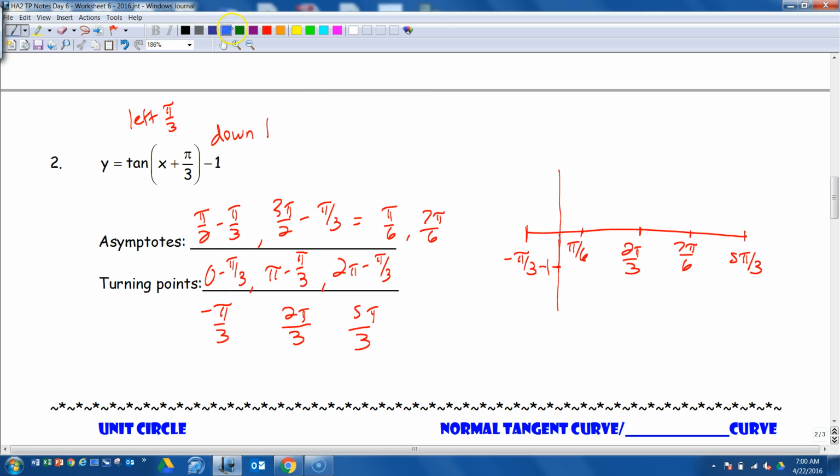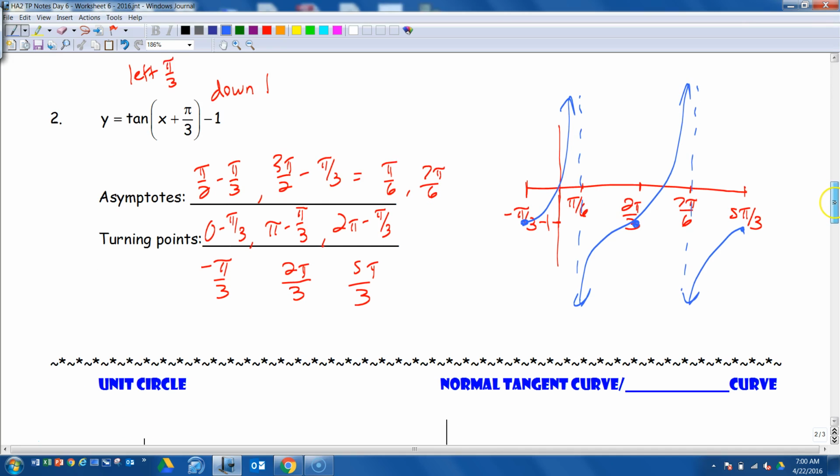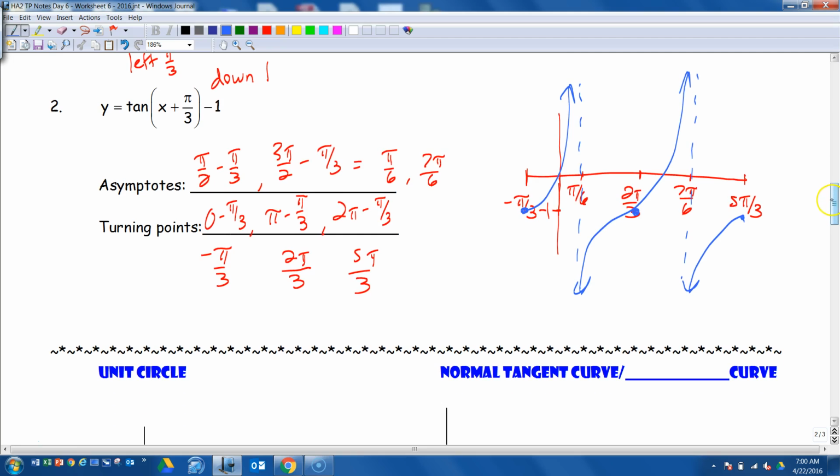So I'm going to put my points on here and my asymptotes. My asymptotes are here, and my turning points are here, here, and here. So then you just do what we've been doing. And then that's it. That's how you graph tangent. Pretty easy. But that's what tangent looks like. It has asymptotes every 180 degrees because it's undefined.